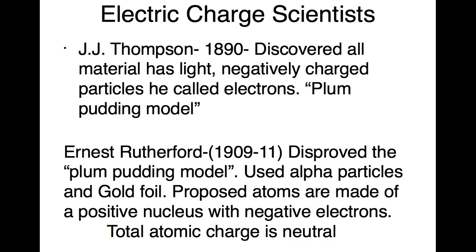And another person you might have learned in chemistry is Ernest Rutherford. He disproved Thomson's plum pudding model. He used alpha particles in gold foil, and he said that protons are positive and electrons are negative, and that the total atomic charge of particles when positive and negative charges come together is neutral.